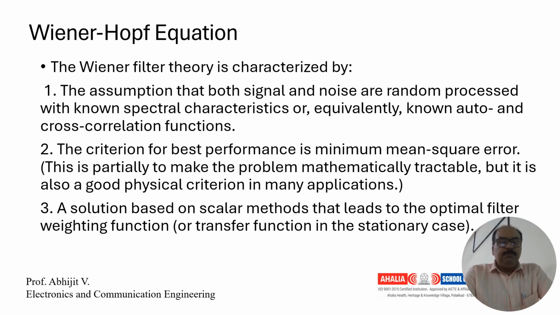There is a small correction here. It is not a random process, it is a random process. So under Wiener-Hopf theory, we have three important considerations. First, we believe that the signal and noise are random processes with spectral characteristics equivalently known through their auto and cross correlation functions.